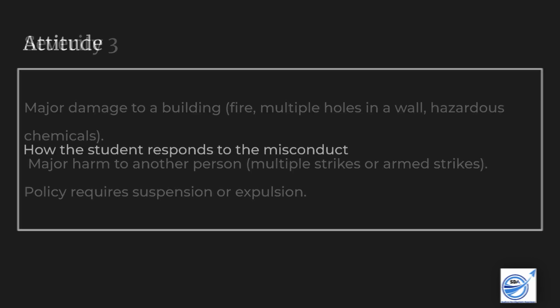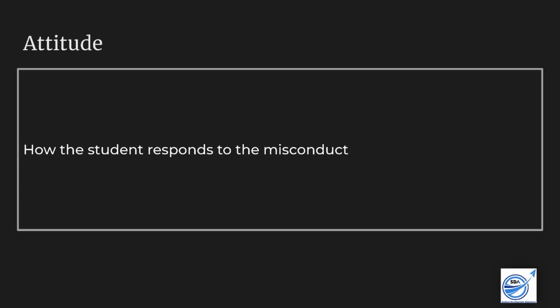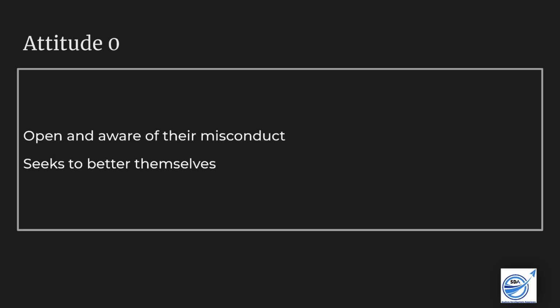The second domain, attitude. Attitude is how the student responds to the misconduct and the allegations that they have violated some policy. With attitude level 0, the student is open and aware of the misconduct and they're seeking to better themselves. They're actively engaged in trying to understand themselves and move forward and develop.